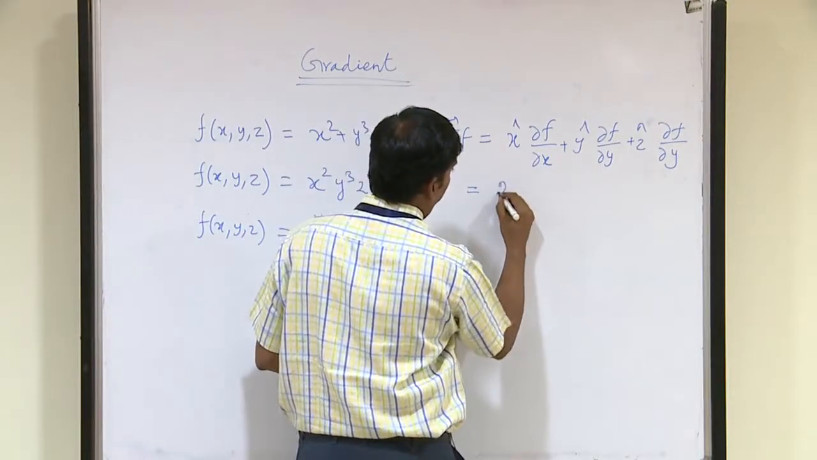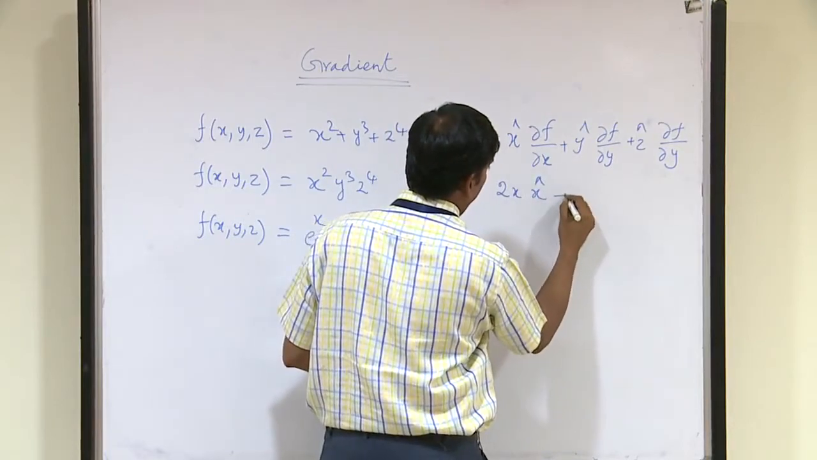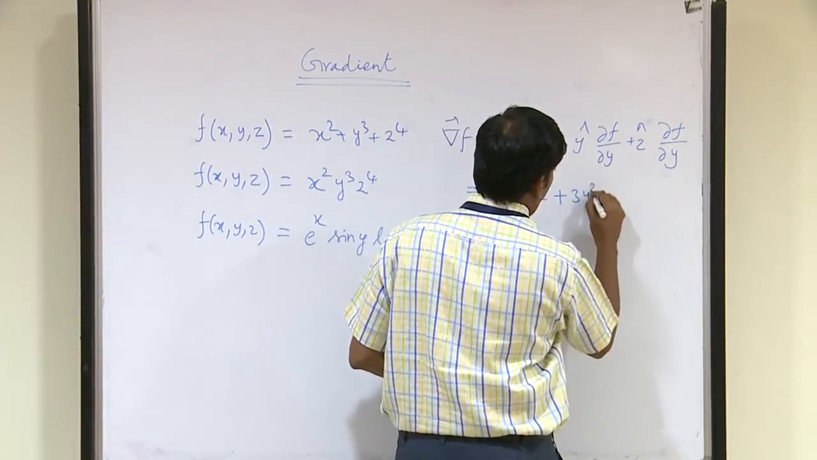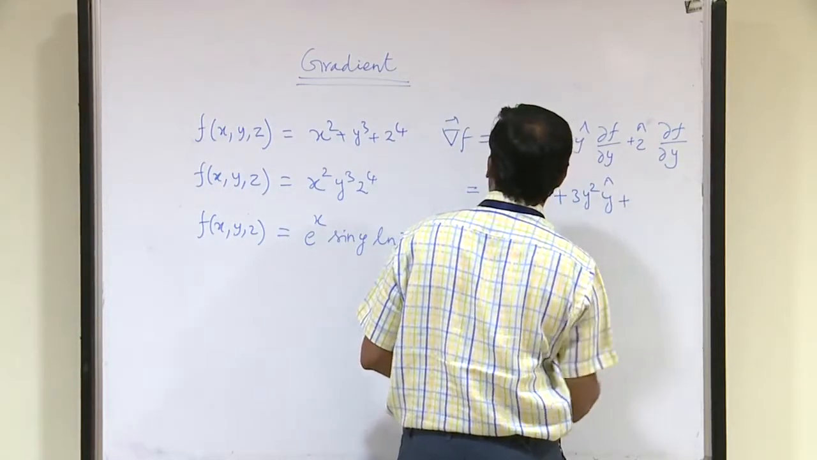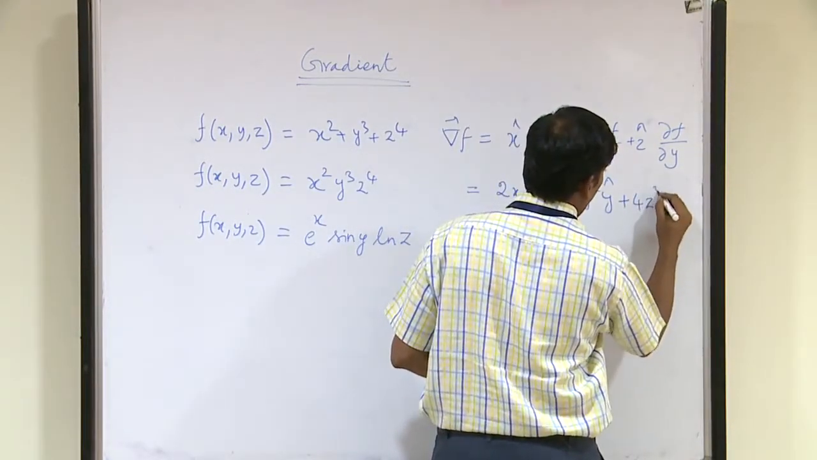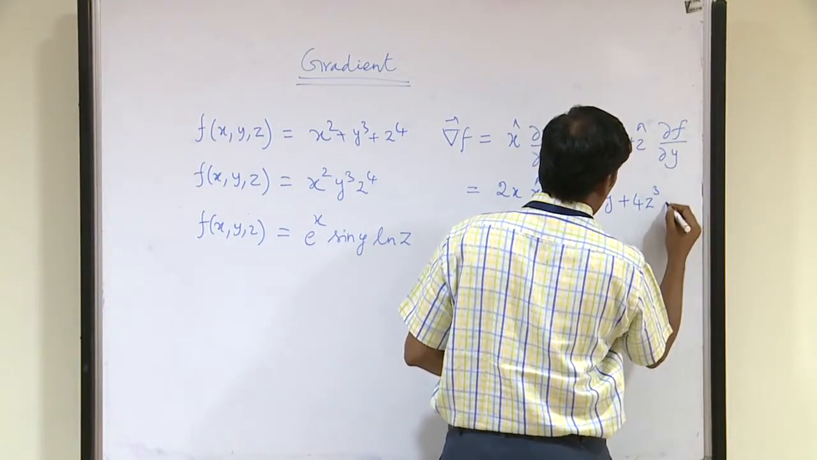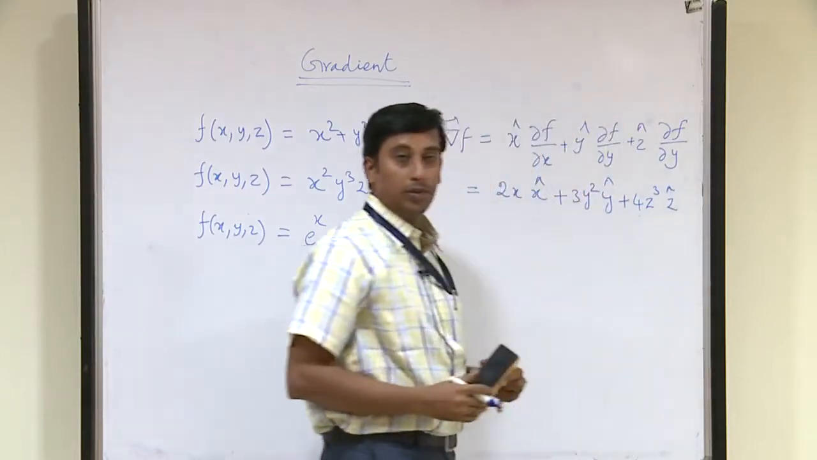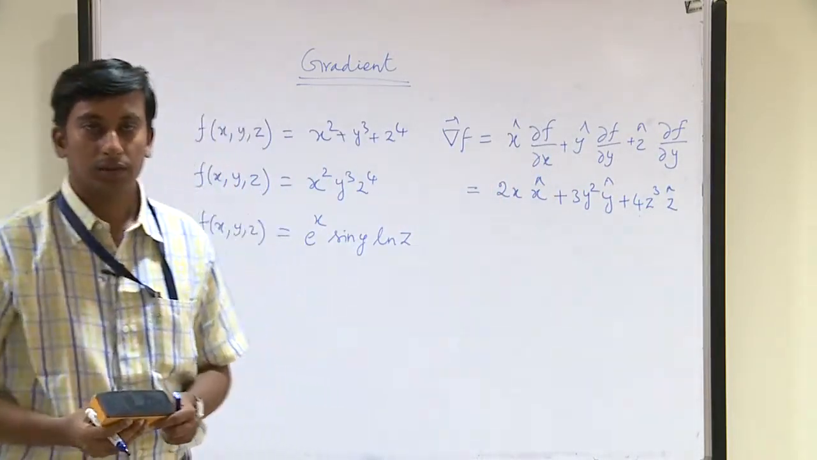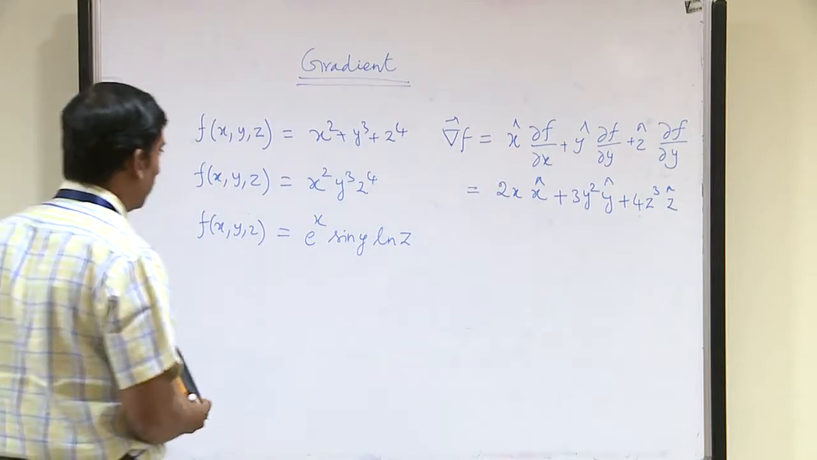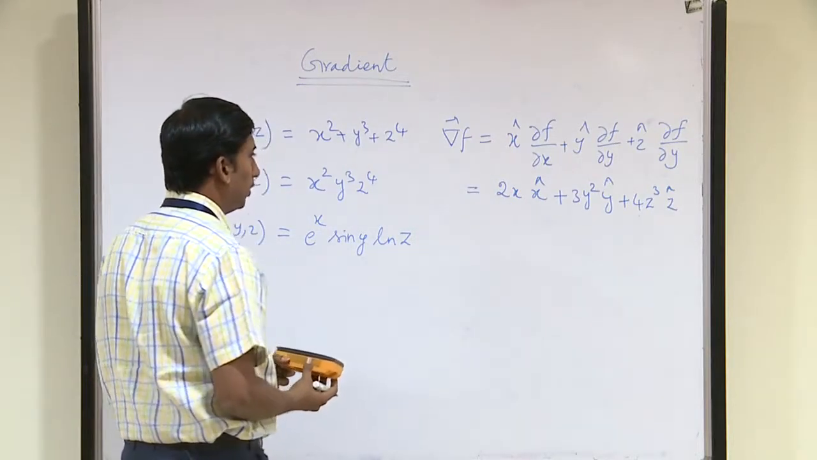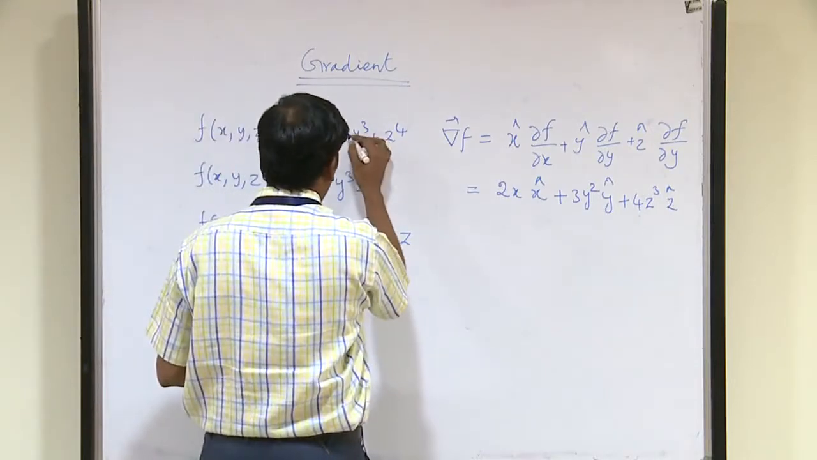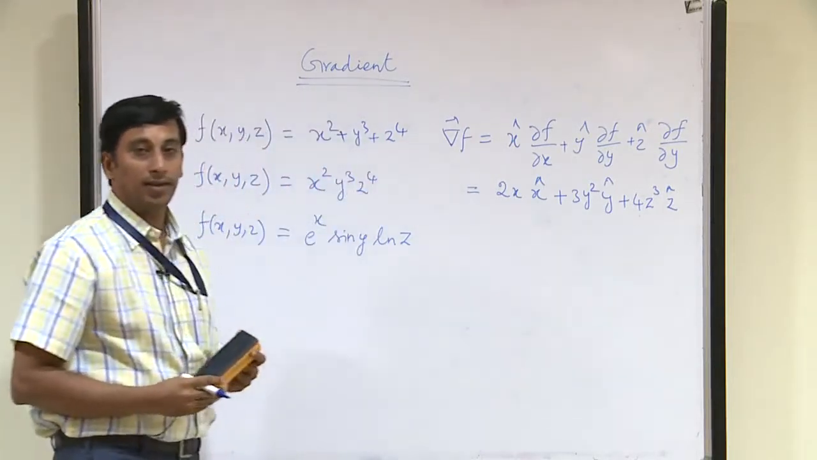So you have 2x x cap plus 3y square y cap plus 4z cube z cap. Is that what you are getting? Yes? So here it is in sum form, now next one is there in the product form.